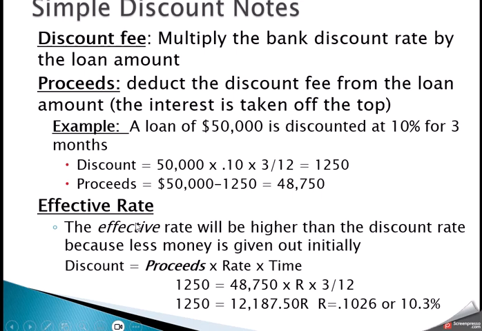Then the next question will say, what's the actual effective rate? We recognize they're giving us a 10% discount. But because we never actually get all of that money, we only get the 48,750, our rate is a little bit higher. They also like to ask us that as well.